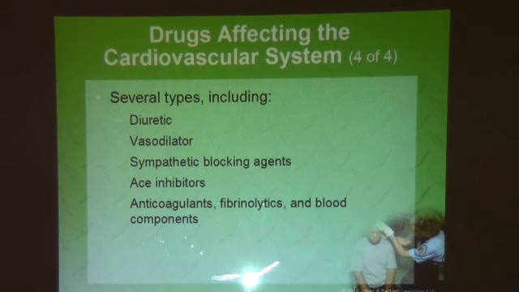Sympathetic blocking agents include beta blockers and adrenergic inhibitors. Beta blockers compete with epinephrine to bind with available receptor sites. They also diminish the effects of beta stimulation.